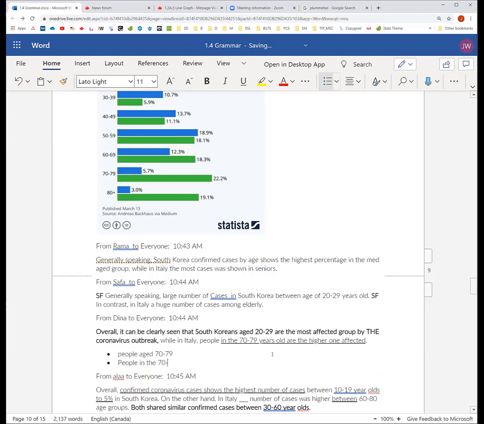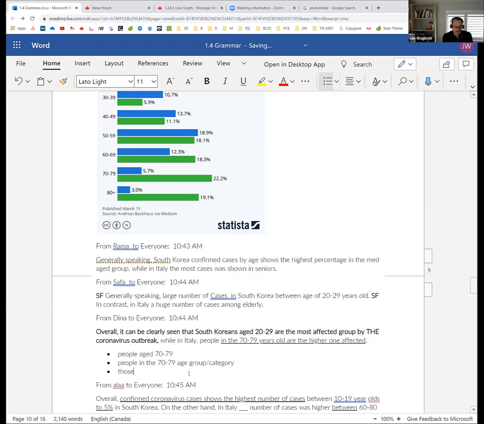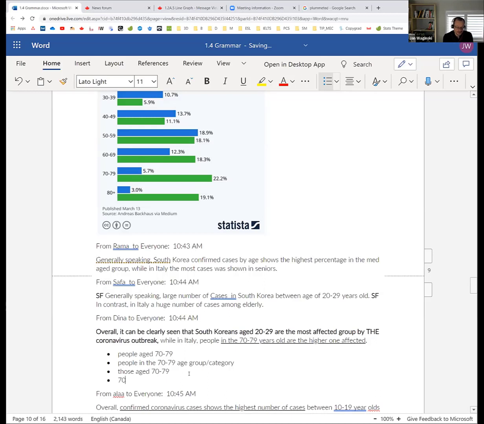Jeez. And okay, so we've got people aged 70 to 79. This is a common way to do it. We have people in the 70 to 79 age group, or you can call it category. Those aged 70 to 79. 70 to 79 year olds. I thought about this one. Yes, I used to put years and olds.